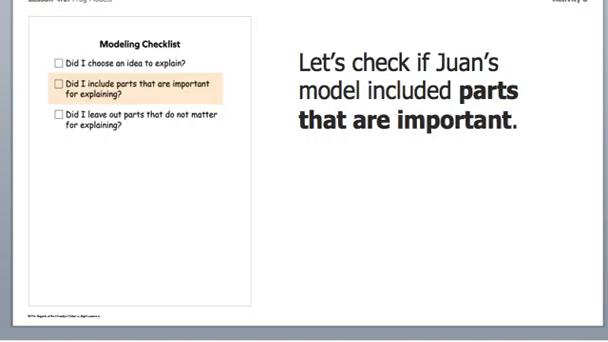The second question on the checklist is, did I include the parts that are important for explaining? So again, we're going to check if Juan's model included parts that are important.